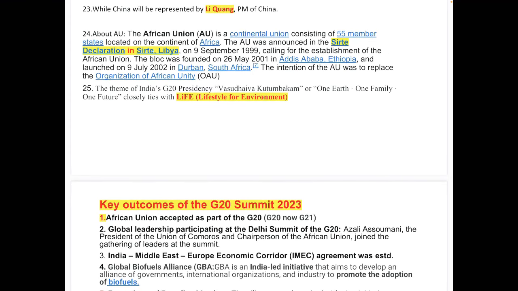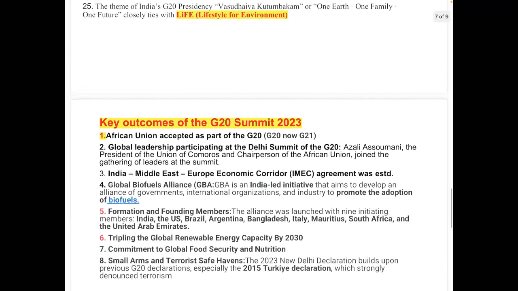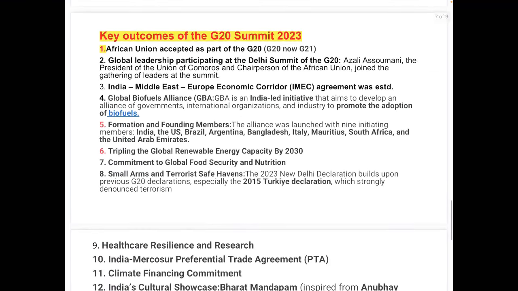Then we'll see the theme of India's G20 presidency. We already discussed it is Vasudhaiva Kutumbakam, or One Earth, One Family, which is closely tied with LiFE, Lifestyle for Environment. This is also very important. This theme is closely tied with LiFE, and we'll discuss the key outcomes in the next 2 minutes.